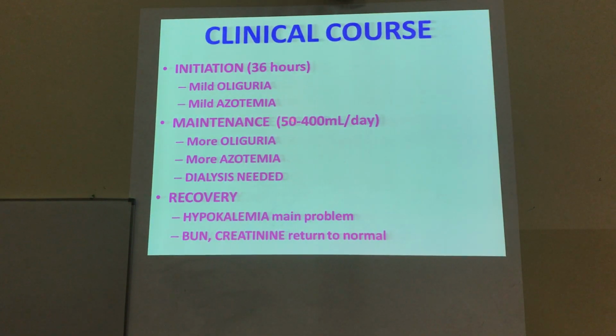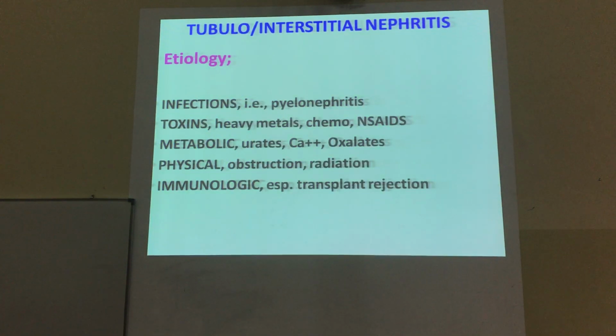But after this phase, when the urine output is less than 50 or there is anuria, usually even with dialysis the patient doesn't come back. Those who recover can have hypokalemia, and the urea and creatinine come back to normal. But those patients who don't recover and whose urine output is less than 50 ultimately go into renal failure, and in about 50% of cases this leads to mortality.